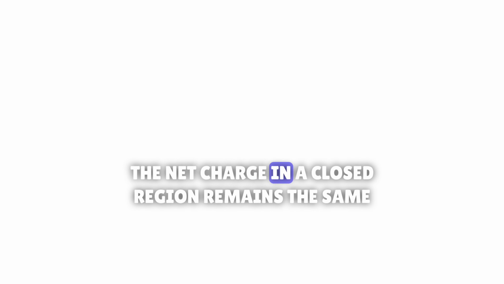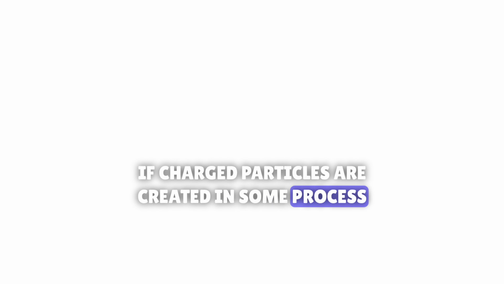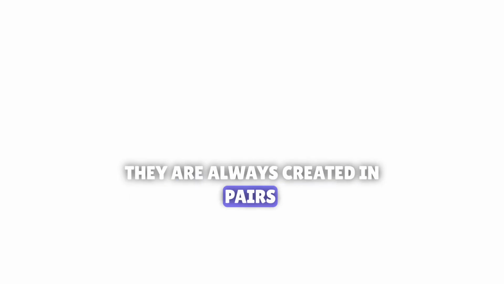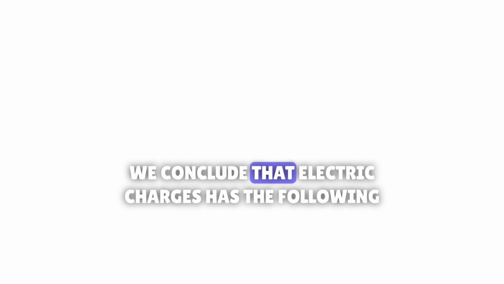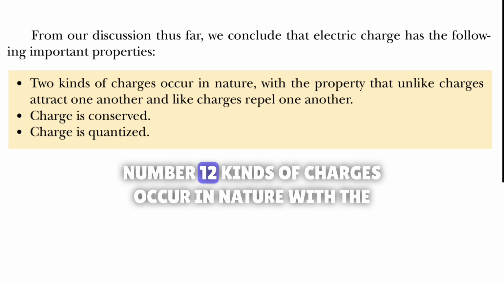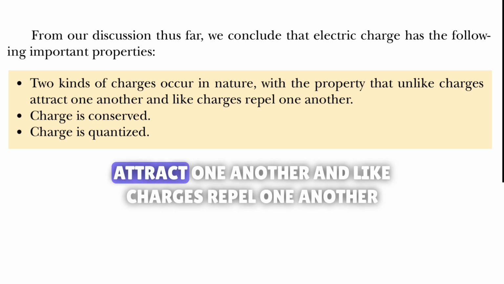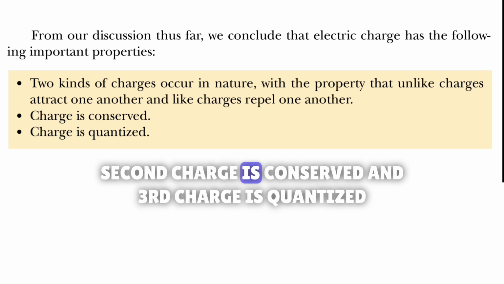Because charge is a conserved quantity, the net charge in a closed region remains the same. If charged particles are created in some process, they are always created in pairs whose members have equal magnitude charges of opposite sign. From our discussion thus far, we conclude that electric charge has the following important properties. Number one, two kinds of charges occur in nature with the property that unlike charges attract one another and like charges repel one another. Second, charge is conserved, and third, charge is quantized.